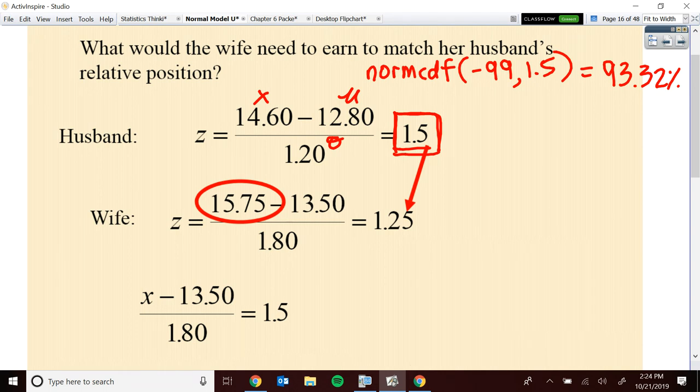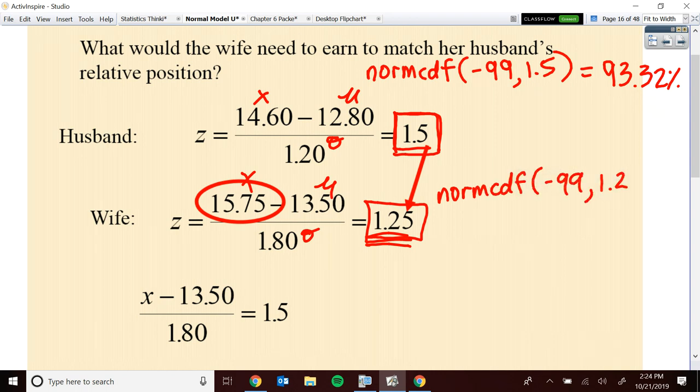Now, let's see where the wife is. She had a different salary, but because she had a different mean and standard deviation, her relative position, her z-score, was 1.25. What percentile is she in? If we did that same norm CDF from negative 99 up to her z-score, we got 89.44%.